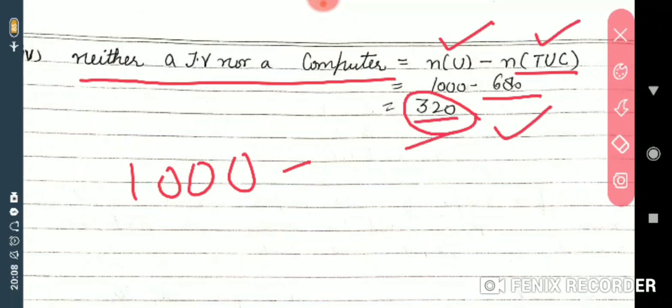That means out of 1000 people, 680 people have a TV or a computer or both, and 320 people neither have a TV nor a computer.